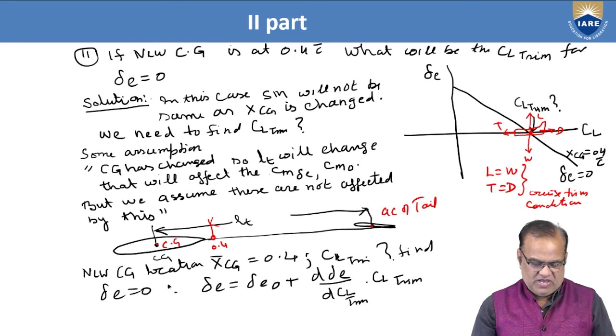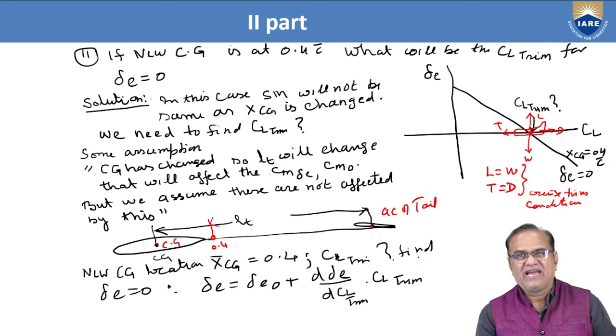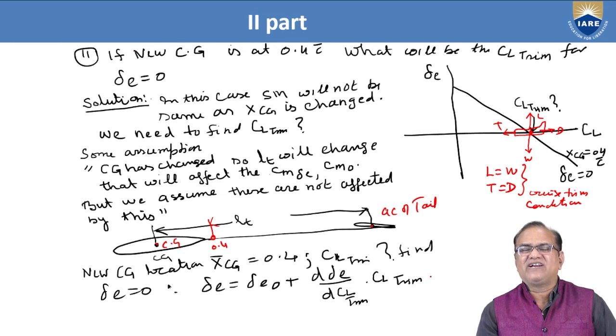So now we have to see that the new location of CG is here, 0.4. What will be the CL trim? This we have to find out, and again we have to use the equation with delta E equal to 0, and delta E is equal to delta E naught plus d delta E by dCL trim into CL trim. This equation is very famous to find out the elevator deflection required, and we have used it many times, and previously we have discussed and derived this equation many times.